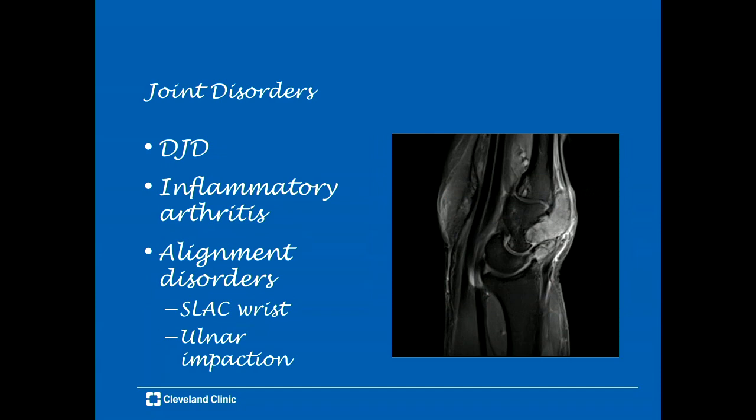The joint disorders that we typically evaluate for most commonly are things like degenerative arthritis or degenerative joint disease, and inflammatory arthritis, as well as disorders in alignment that can cause joint disorders such as a SLAC wrist or ulnar impaction.